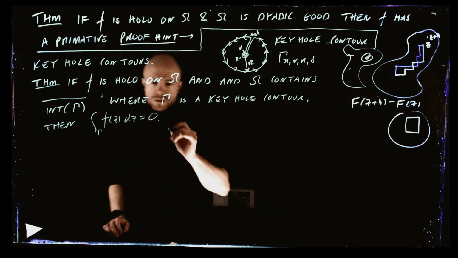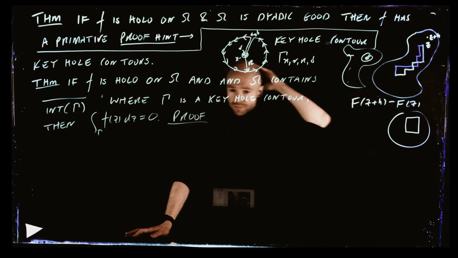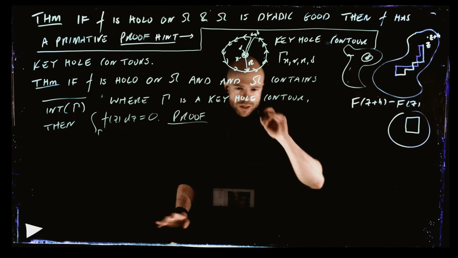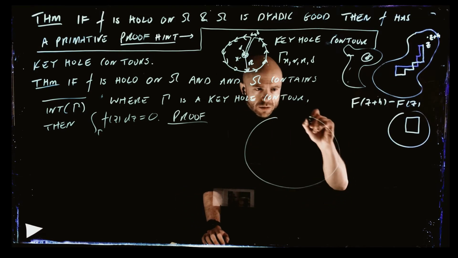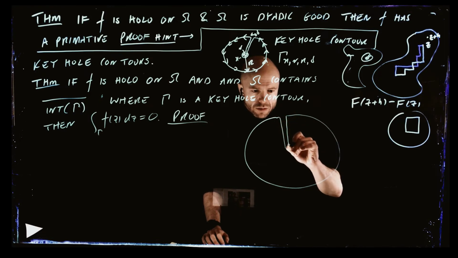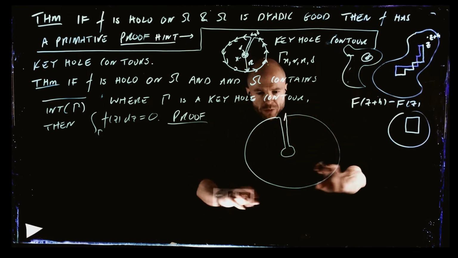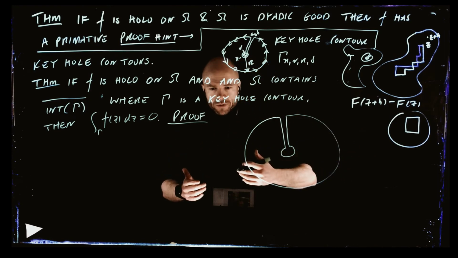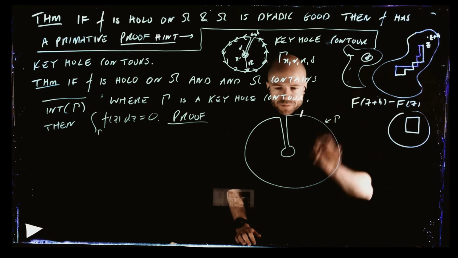All right, tell me why that's true. Why is that true? I'll draw a bigger picture of a keyhole contour to help you. This is the keyhole contour, right? We have the interior plus the boundaries contained within our set omega where f is holomorphic. Why is it the case that we can integrate around this keyhole contour and have it be 0?